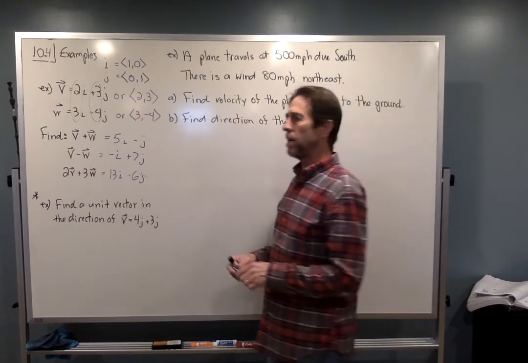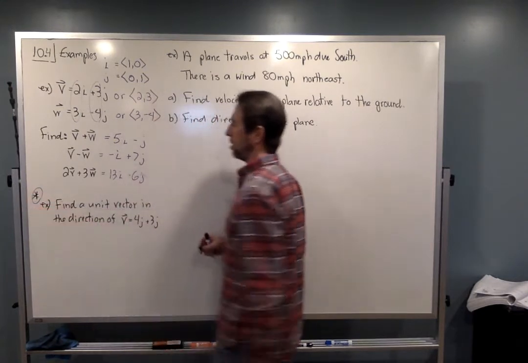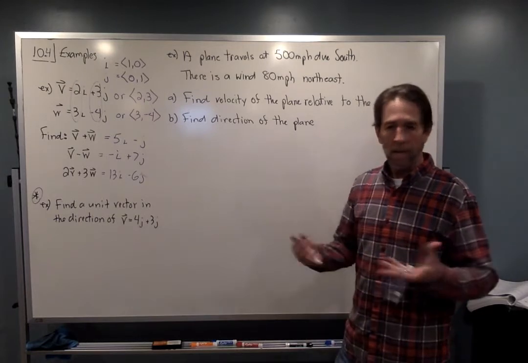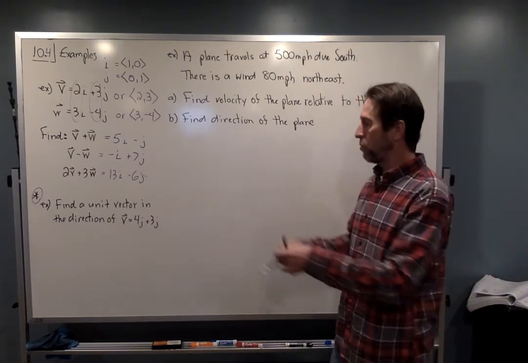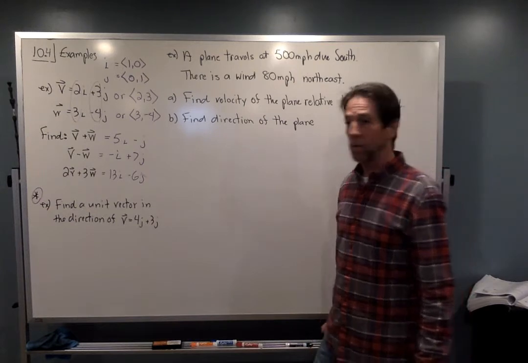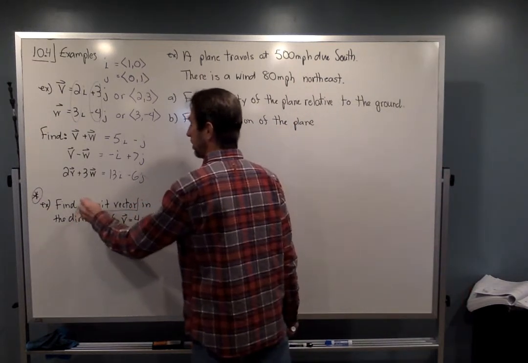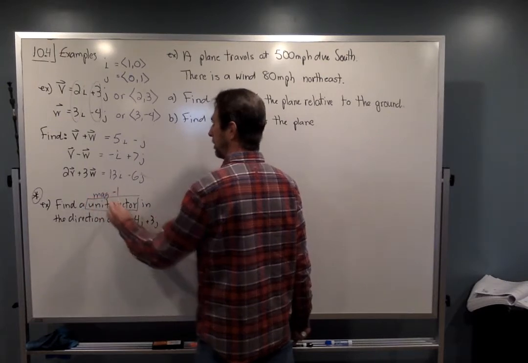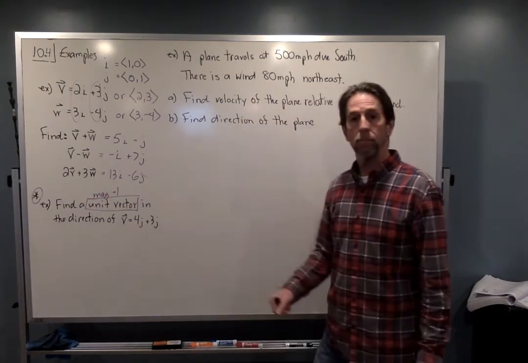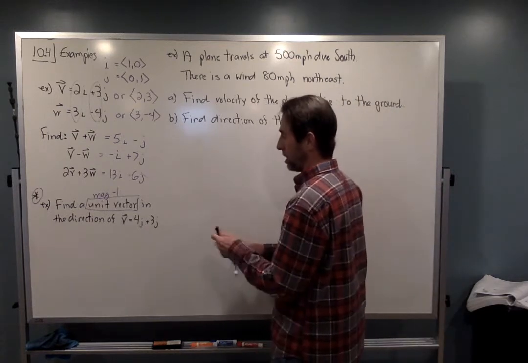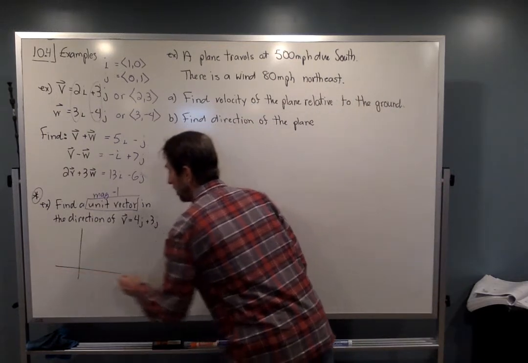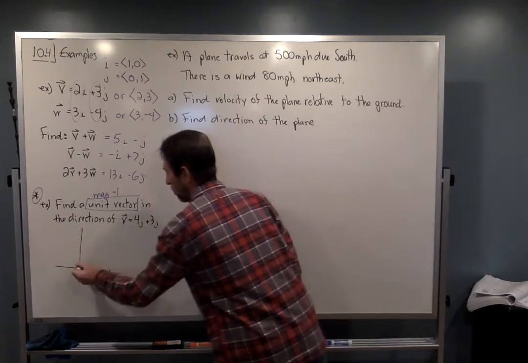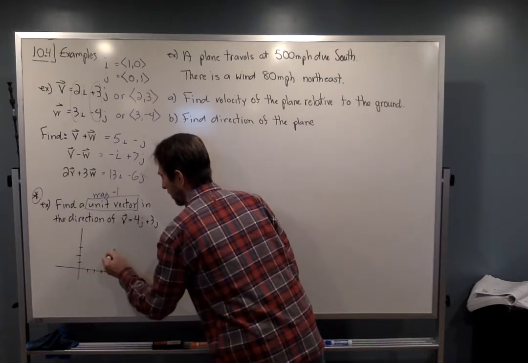This next one tends to be a very unique type of problem. For some reason it causes issues, but it doesn't have to. There's a nice formula for this in the text, but I tend to not go with that formula. I just try to reason this out. We want to find a unit vector, which means it has a magnitude of 1, but in this direction. So what it really comes down to is this. If I would plot the vector 3i plus 4j, it's pretty much what you think. You move over 3, you go up 4, and that's going to be my vector.